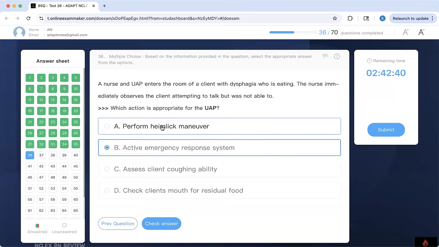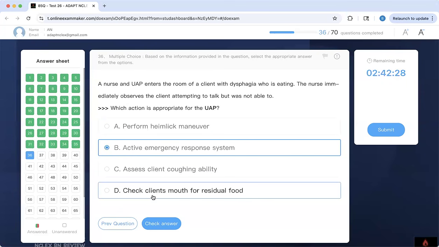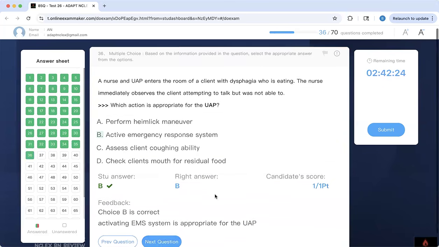Performing this procedure requires some help, indication, and then teaching from the nurse, and also making sure we know what we're dealing with. Assessing the client's coughing, an assessment is not for the UAP, and checking the mouth for residual food is an assessment. Therefore, B is the right answer.